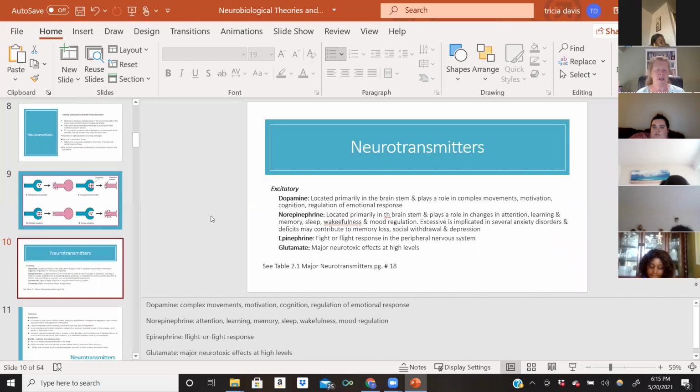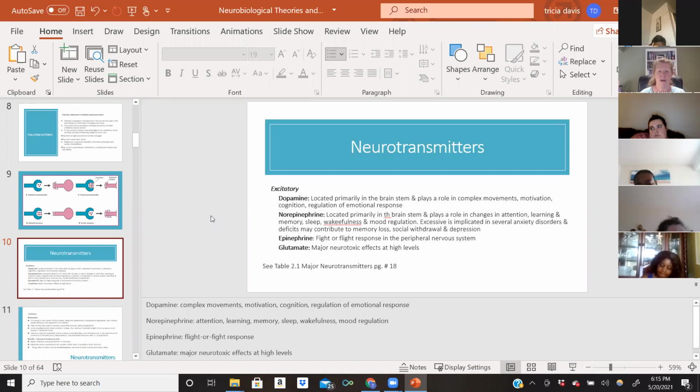So we said that they could be inhibitory or excitatory. Our excitatory neurotransmitters are going to be dopamine, norepinephrine, epinephrine, and glutamate. Dopamine is located primarily in our brainstem, and it plays a role with all of our complex movements, our motivation to do things, our cognition, and our regulation of our emotional response.